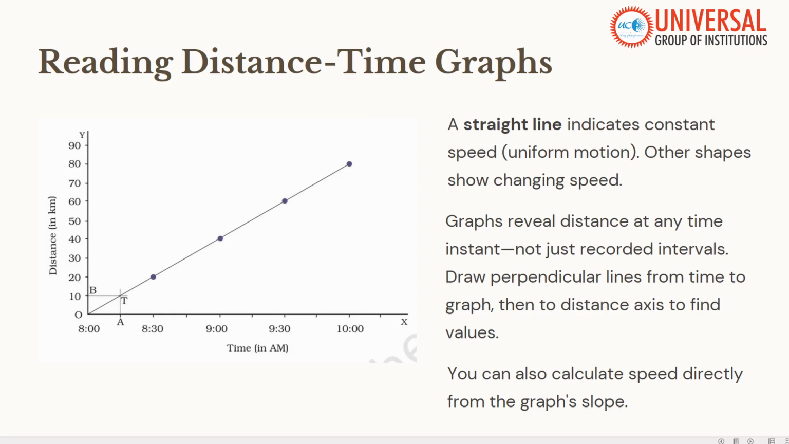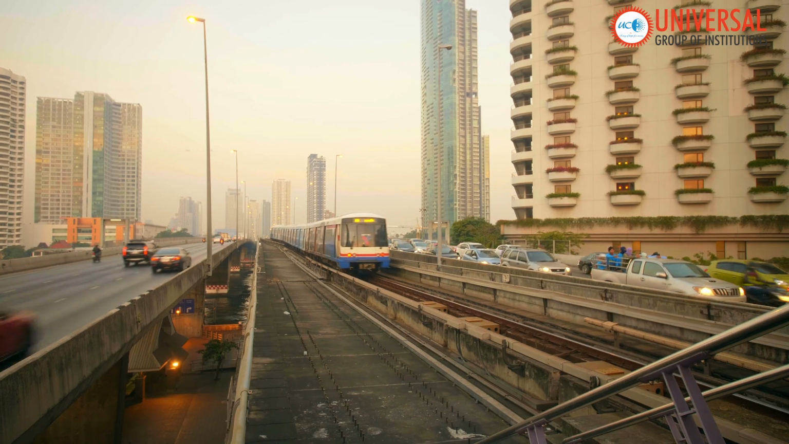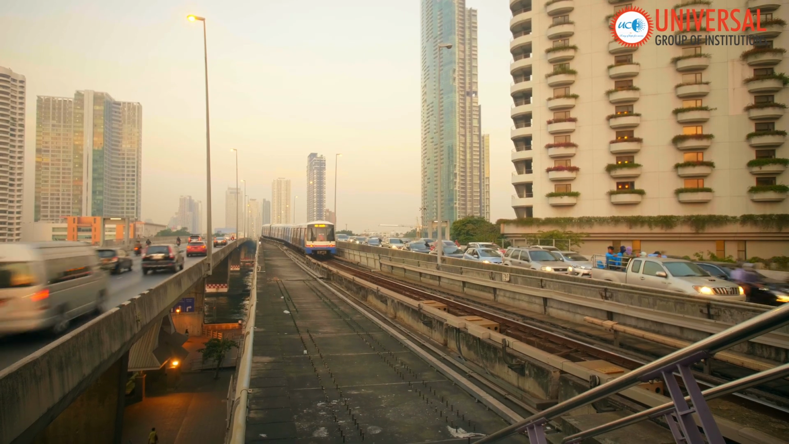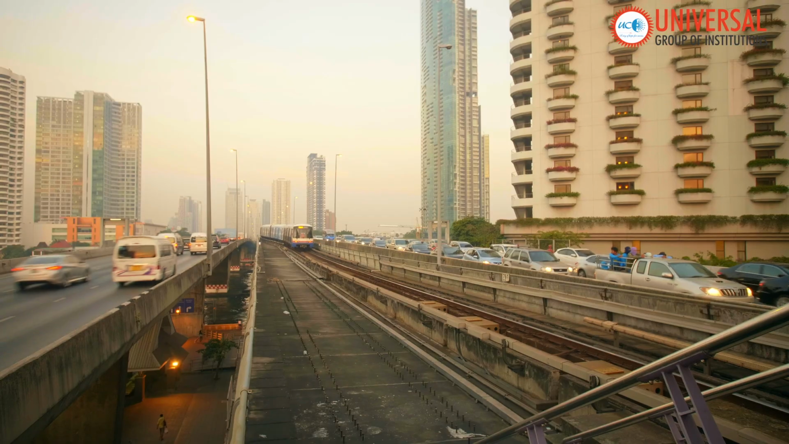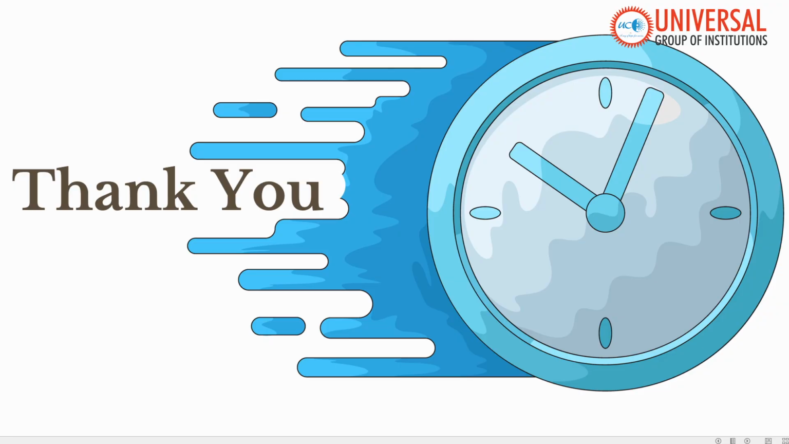In this chapter we have studied the concept of motion, speed and its calculation, measurement of time, the simple pendulum, which is also called periodic motion, uniform and non-uniform motion, and we also came across distance time graphs and their interpretation. These concepts are the foundation of physics and are essential for understanding more advanced topics in motion. With this we conclude the chapter on motion and time.